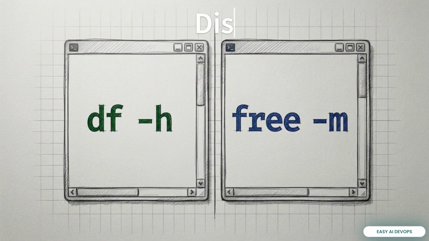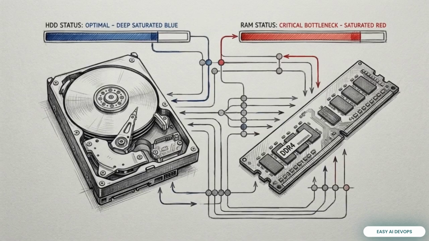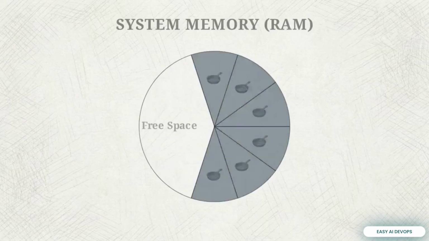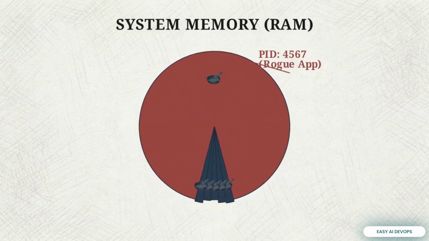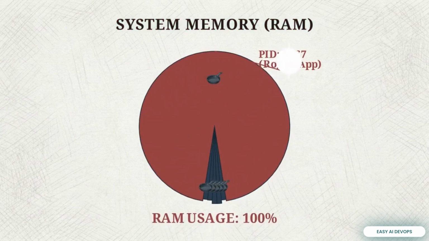You always run these two commands first. Before you try to fix a crashed server, you have to prove whether your bottleneck is the storage drive or the active memory. If the memory is completely full, one specific application is usually hogging all the resources. We need to hunt it down.